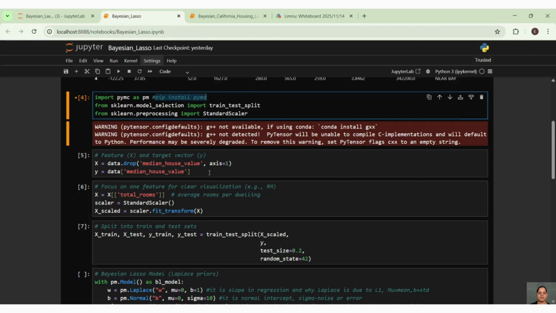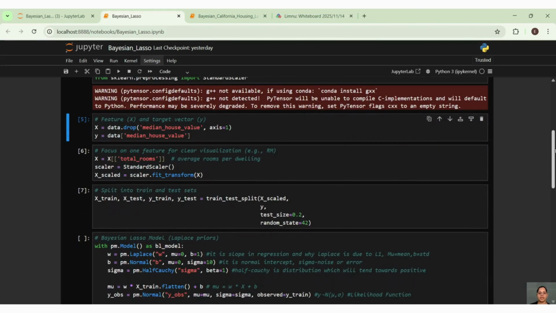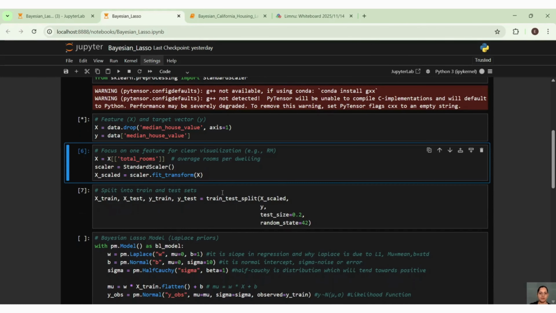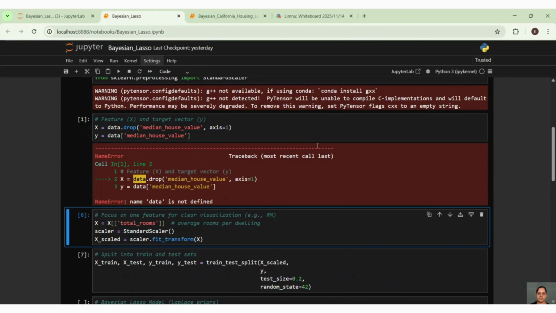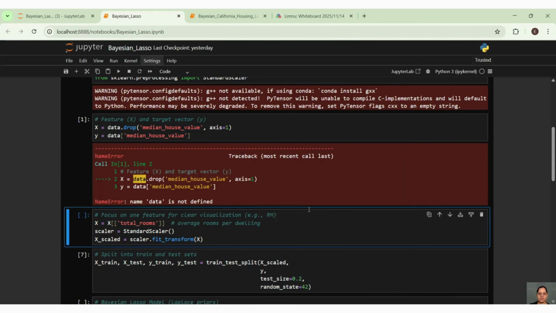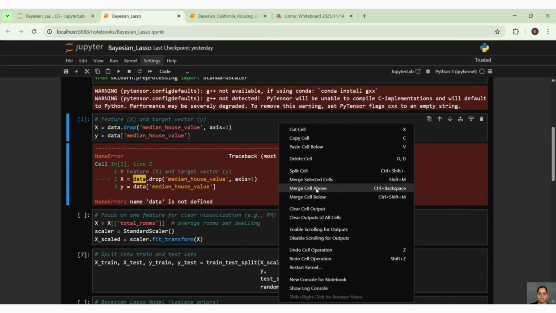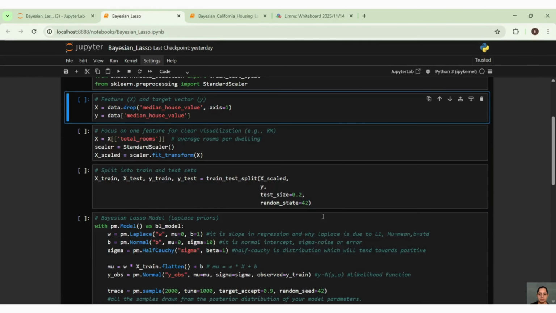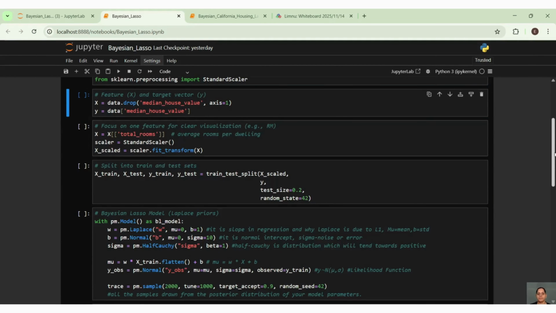Then after that, I'm going ahead and getting my X and Y, or the median values. I'm just not running anything here because it's going to be cumbersome. Clear all cell output. Let me clear all. Okay, now what is the next step?